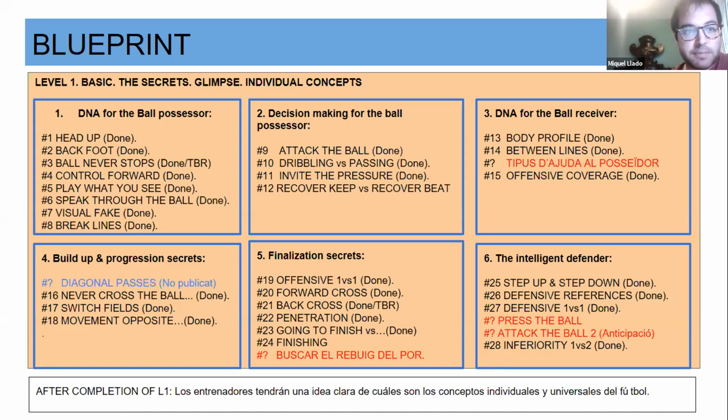But those are concepts that, obviously, can imply decision making, but those first 8 concepts, the DNA for the ball possessor, because at the end of the day, a kid who is 6, 7, 8, 9, what he likes is to have the ball. He's not going to care if you tell him to open up to provide the space for a teammate, because the stage they are at is completely individual, and they look at themselves.